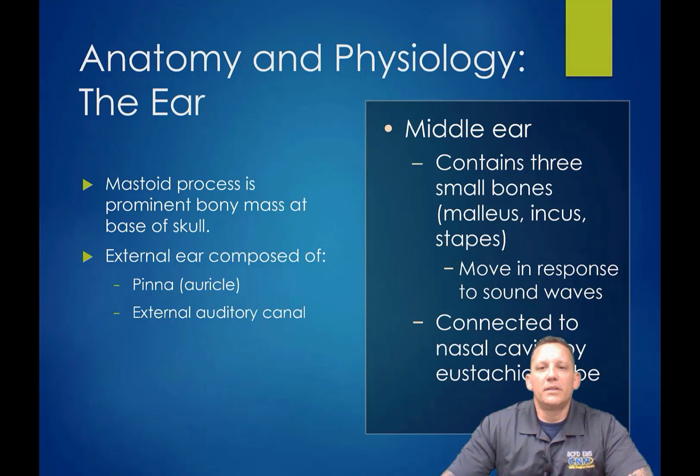A little bit more on that ear. The middle ear contains 3 small bones, the malleus, the incus, and the stapes. It moves in response to sound waves. The ear is actually connected to the nasal cavity by the eustachian tube, and this is where small children that have poor function of this will actually develop ear infections because they're not actually draining into the sinuses.